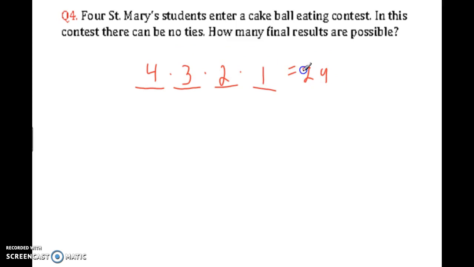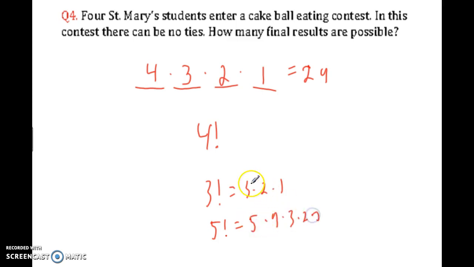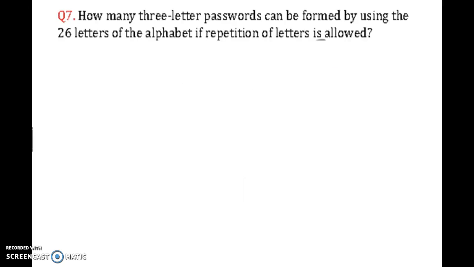There's actually a faster way of doing this, and we're going to learn more about this in coming lessons, but you could do this by just saying 4 factorial. That's what 4 times 3 times 2 times 1 is, just like 3 factorial is 3 times 2 times 1. 5 factorial is 5 times 4 times 3 times 2 times 1. So factorial works like that. The shortcut we'll learn about later.